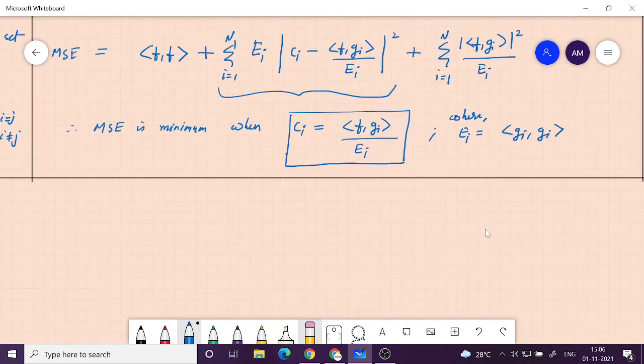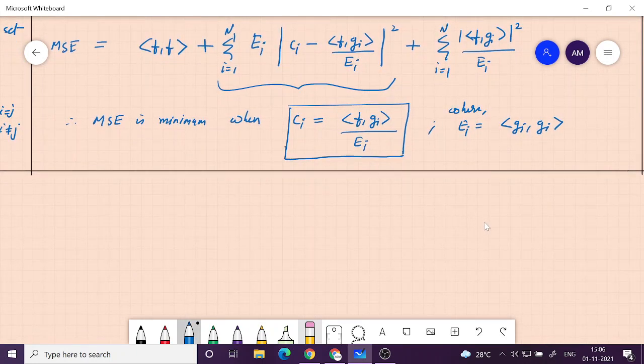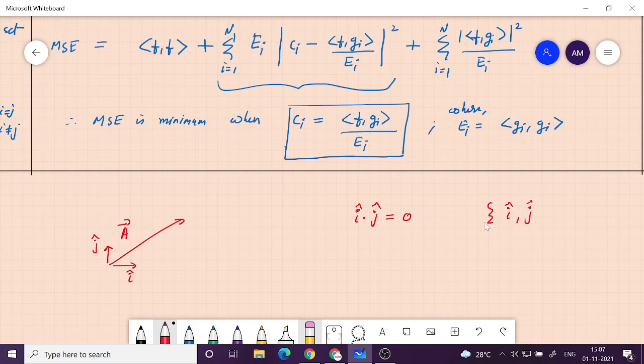Okay, if you have a vector like this, in a plane, and two unit vectors or two vectors are given. One is i cap, other is j cap, and they are orthogonal. How do I say? i dot j is equal to 0. So they are orthogonal. So there are two vectors in the set. One is i cap, other is j cap, and they are orthogonal to each other.